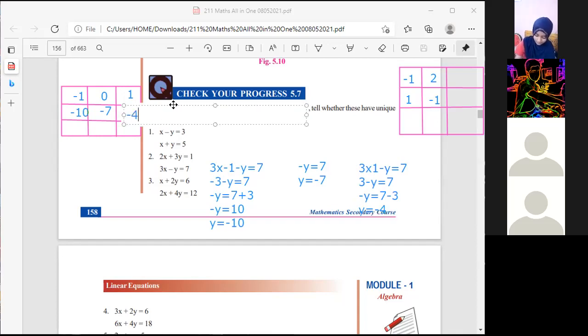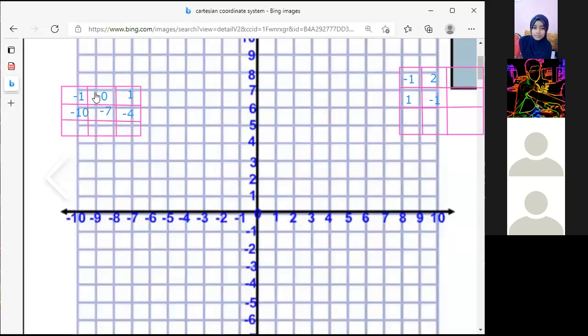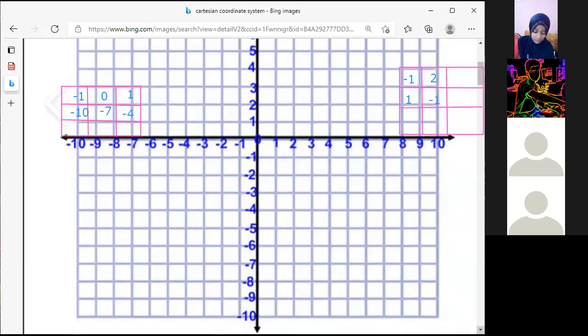Now I have got all the points. I'm going to very quickly plot it on the graph and find the solution. So these are the points. When I say minus 1 and minus 10, tell me where it is going to come. Teacher, I have a doubt. Yeah, tell me.